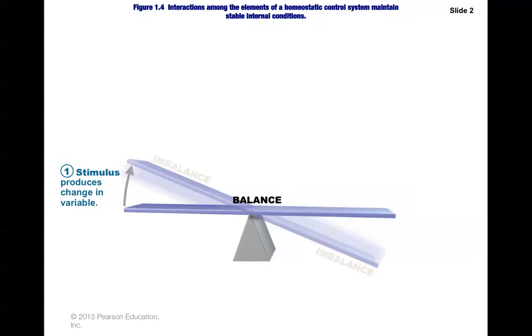A change, or stimulus, produces an imbalance in our body in some variable. The imbalance could be that the temperature is too high or too low, or that our blood pressure is too low, or our salt content is too high. The stimulus, again, is simply the change in some variable. Our body is equipped with all different types of receptors, and each can detect one or more different types of stimulus.